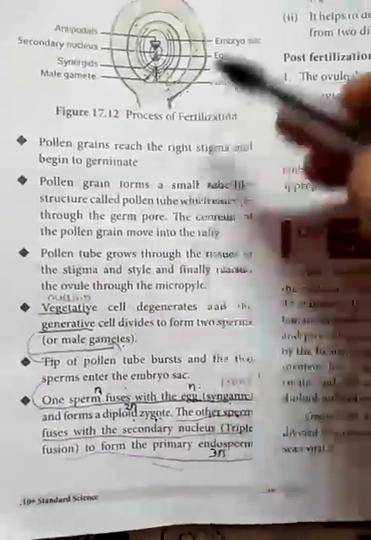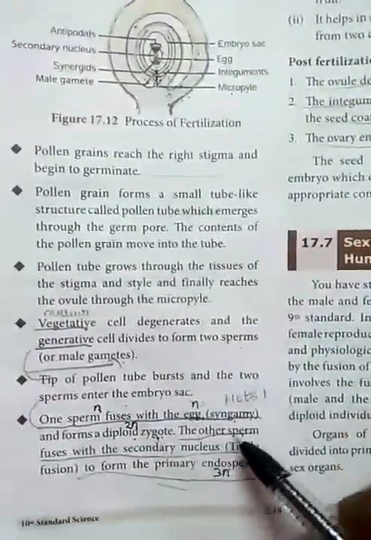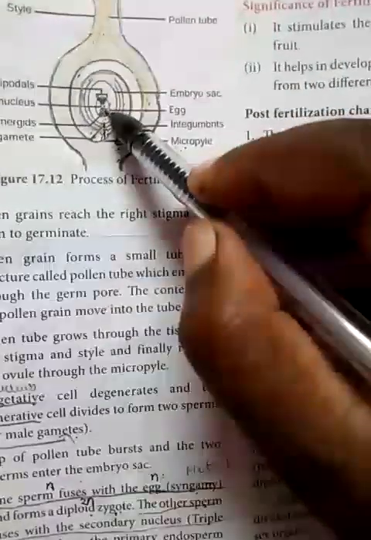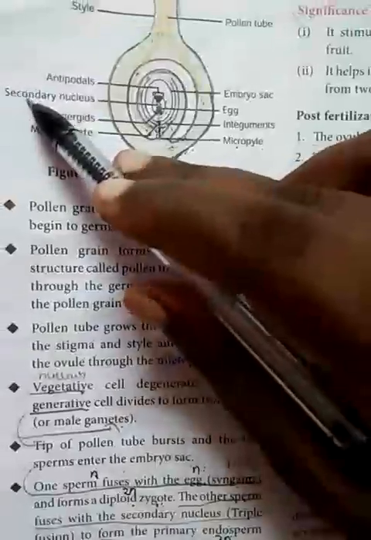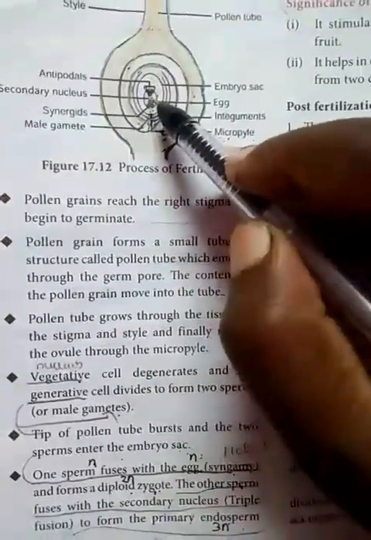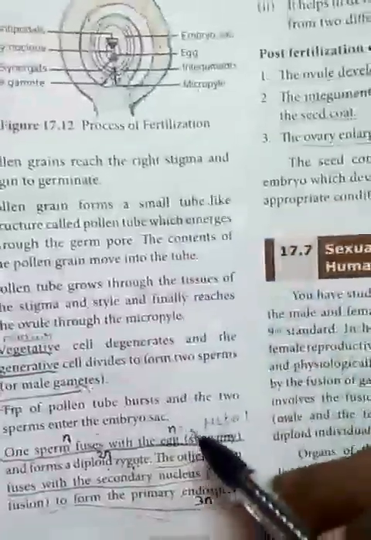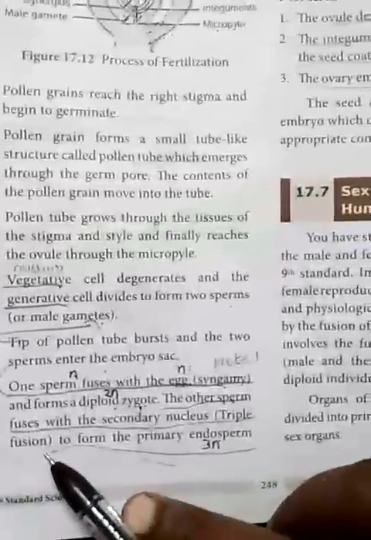As we have studied, two gametes are there. So one fuses with the egg and the other gamete will fuse with the secondary nucleus. In the center of the embryo sac we have the secondary nucleus. So another male gamete will fuse with the secondary nucleus, and this process is called triple fusion.